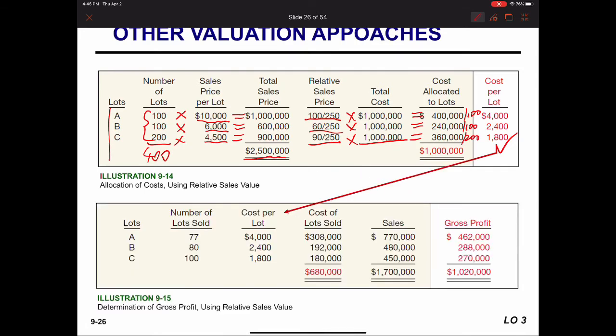So when we have the cost per lot information, if any lots are sold, we can determine the cost of the lots sold and also the sales revenue. Because we have the sales price per lot and the number of lots sold, we can determine the gross profit margin. The idea of this case is that we use the price to determine the costs. It makes sense because usually if the price is higher, it's reasonable to assume the cost is also higher.